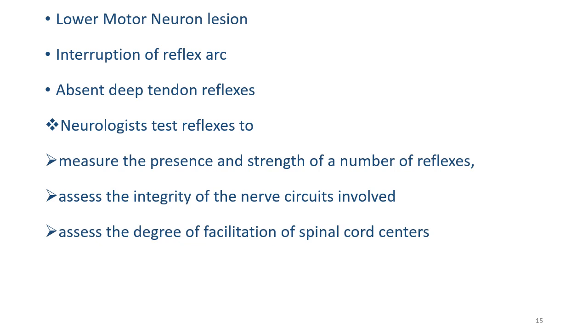The second condition is the lesion of the lower motor neuron. If there is a lesion of the lower motor neuron, or there is interruption, degeneration or any injury to the pathway of the reflex arc, that is the impulses being carried from the muscle spindle via the dorsal root to the spinal cord, or from the spinal cord to the muscle, there will be no tendon reflexes. That is, the tendon reflexes are completely absent.